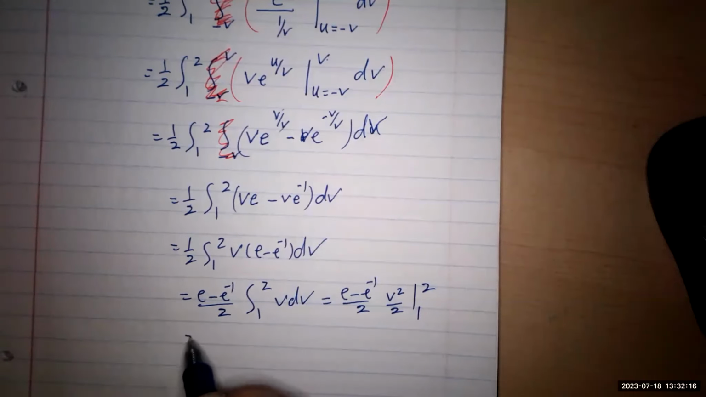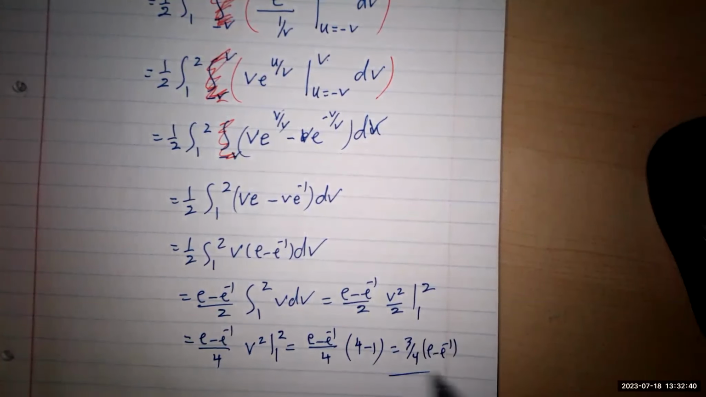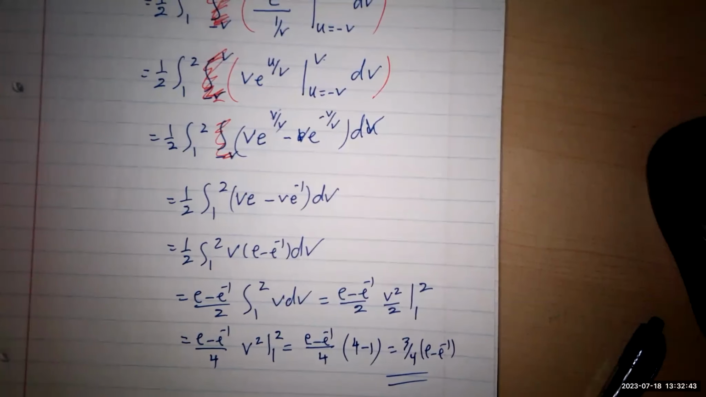So this is going to be e minus e to the negative 1 over 4, times v squared going from 1 to 2. If you substitute, that gives you 4 minus 1, which would be 3. So that gives you 3/4 of e minus e to the negative 1, the final answer. Okay, so that's the substitution method for a function of two variables.